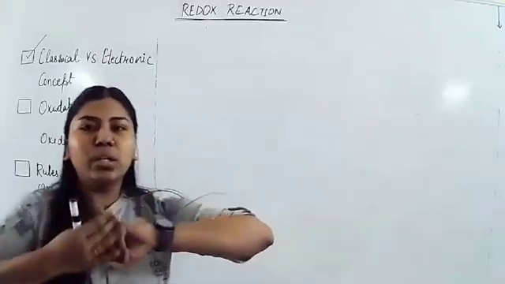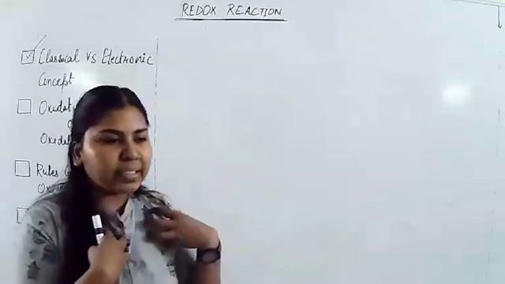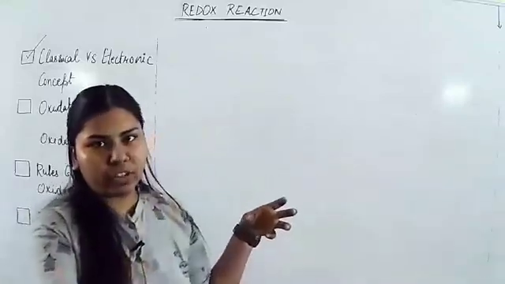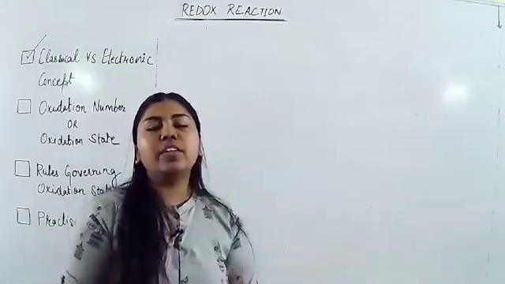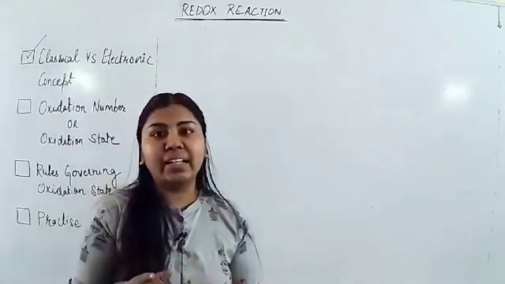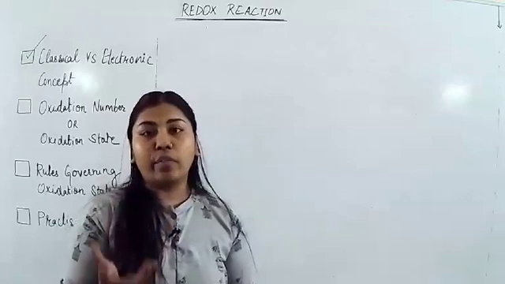Why did they assign a rule that we imagine a complete shift of electrons in a covalent bond from electropositive to electronegative? It is to know the apparent charge on the atoms of a compound.